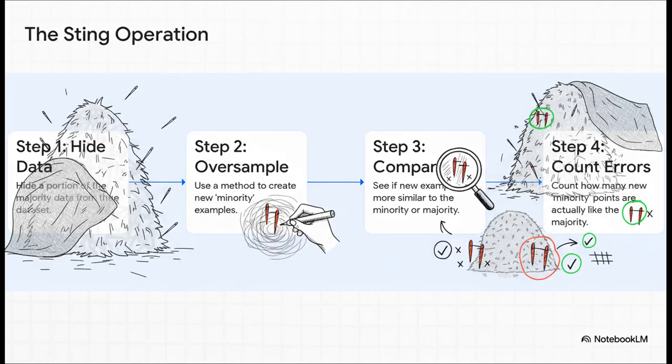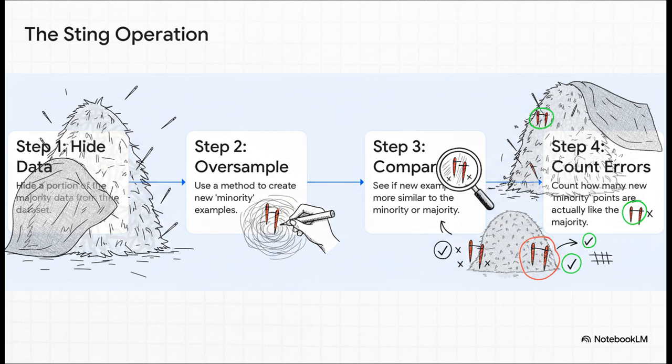Okay, let's walk through this. They start with a normal imbalanced data set. Then, here's the clever part. They take some of the majority data, the haystack, and they hide it. The oversampling algorithm never even sees it. Next, they run the oversampling method to create new needles. And finally, the big reveal. They unhide the majority data and compare.